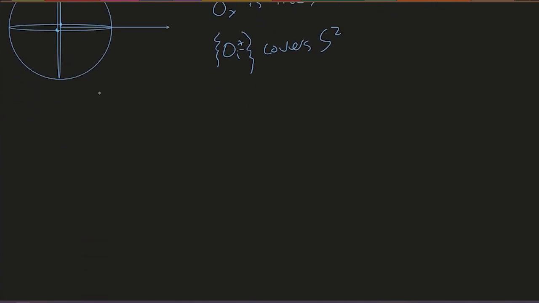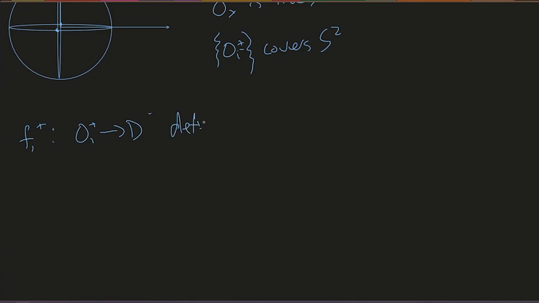Now we can start talking about these mappings F. Each of these O I plus minuses can be mapped to an open disk D using projection maps. So we can imagine one of these maps, let's call it F1 plus, which maps from the hemisphere O1 plus to a disk.